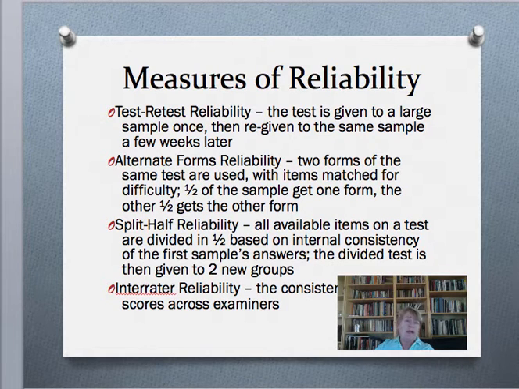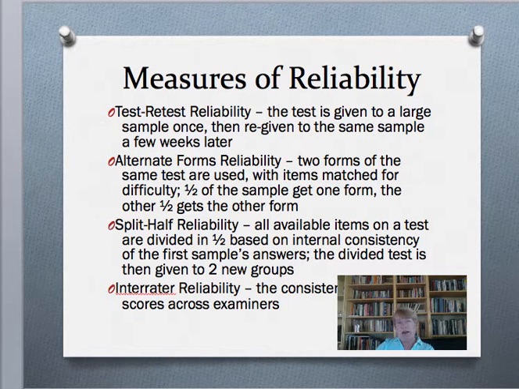So we would want to look at whether or not the test was reliable in terms of how two different people would rate the test. So we correlate the scoring of two different examiners to get inter-rater reliability. Let's finish up with this.